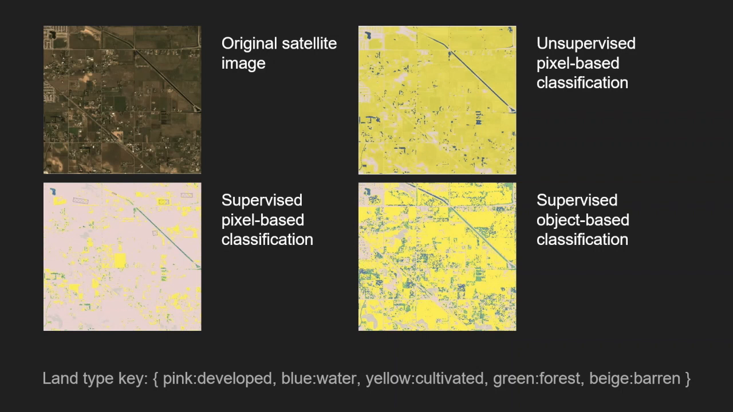And you can see resulting categorized images, each of which used a different classification method. Now, even just looking at this, you can tell that the two most accurate classification methods, at least for this piece of data, are the unsupervised pixel-based classification and the supervised object-based classification. And between these two, obviously the supervised object-based classification is a lot more detailed. However, this does not necessarily make it any more accurate because it does misclassify many of the pixels. And the unsupervised pixel-based classification obviously isn't as detailed and still misclassifies many of the pixels. Noticeably, it struggles to differentiate between cultivated or farmland and forest area.